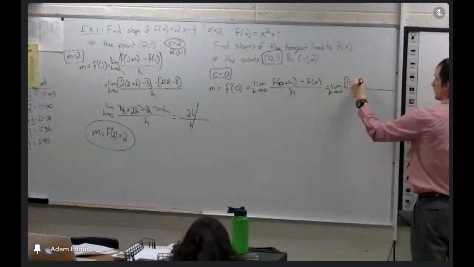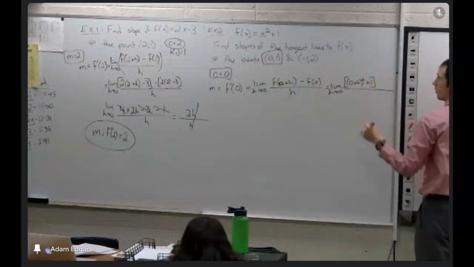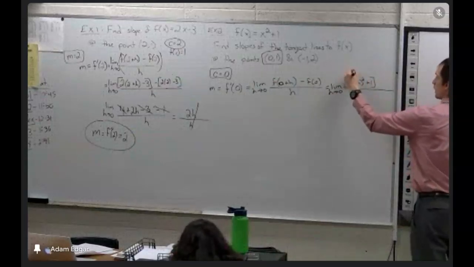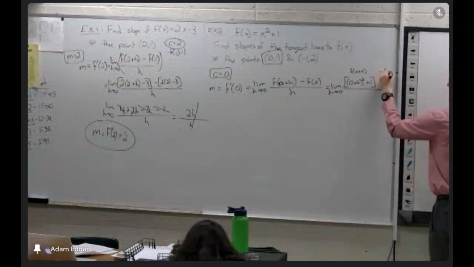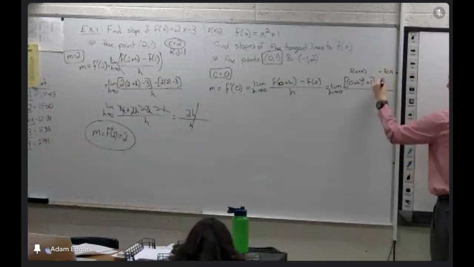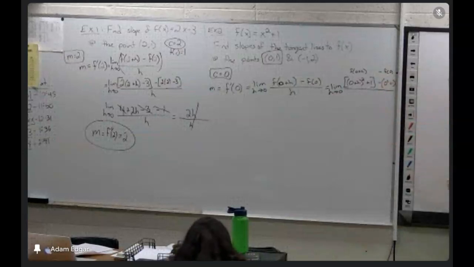Plus h squared plus 1. So that is your f of 0 plus h bit. And then you're subtracting f of 0, which is, so not x squared plus 1, 0 squared plus 1. And it's all sitting on h. Now what?